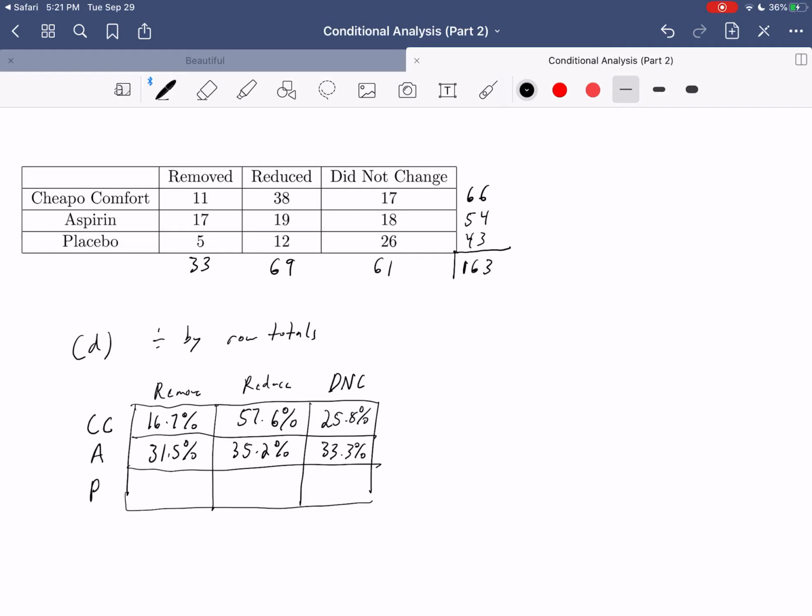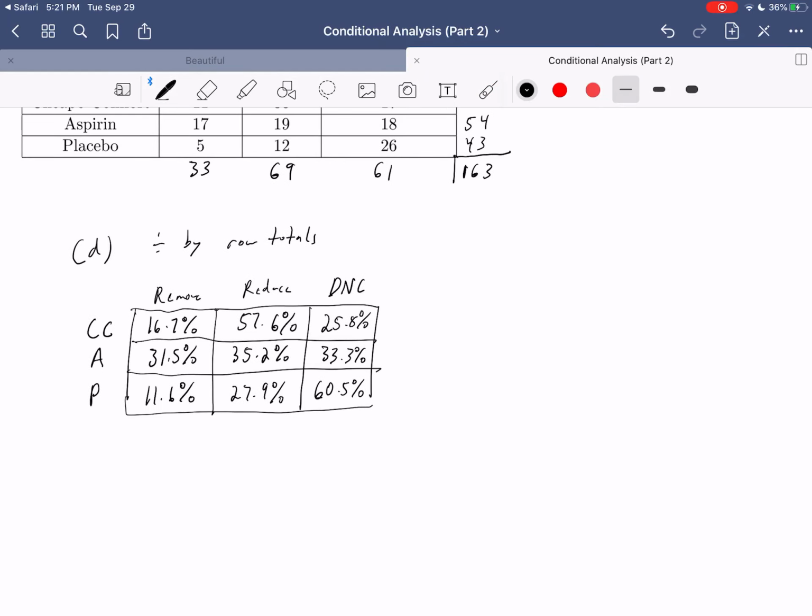Finally, for the last row, we'll be dividing by 43, which is the amount of people who took the placebo. So 5 divided by 43, we'll see that's 11.6%. 12 divided by 43, that's 27.9%. And 26 divided by 43, that is 60.5%. So there we go. There is our conditional distribution based on the type of treatment they received.